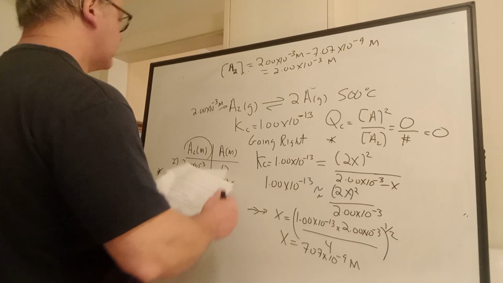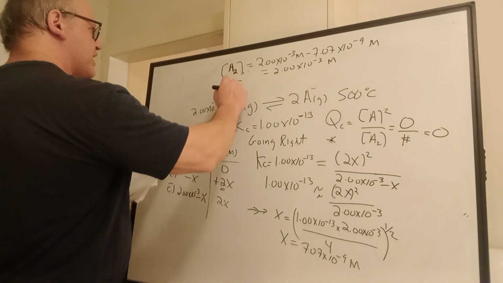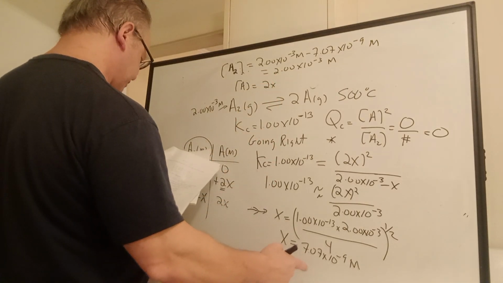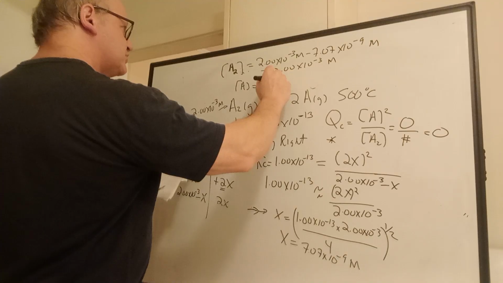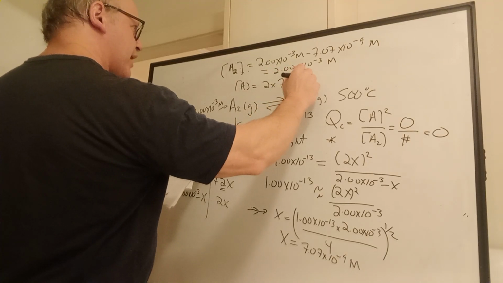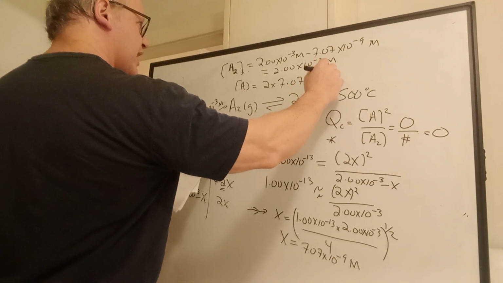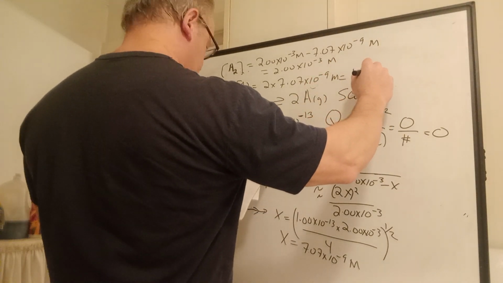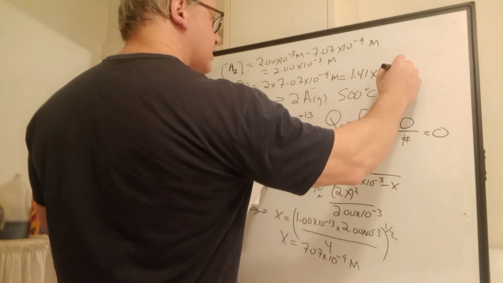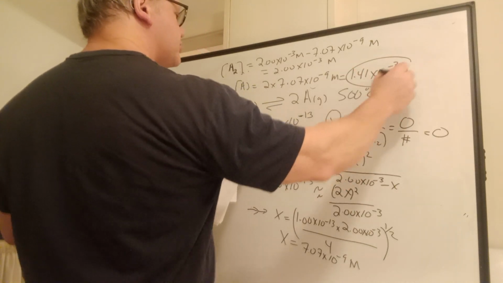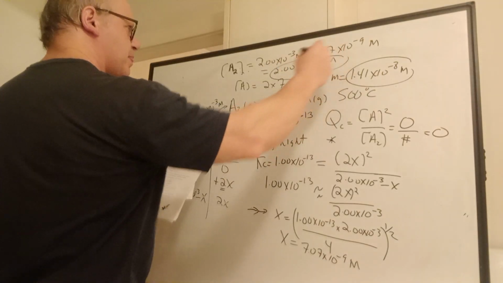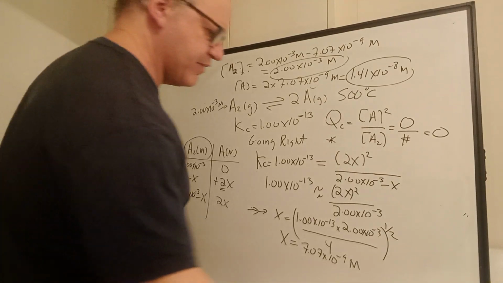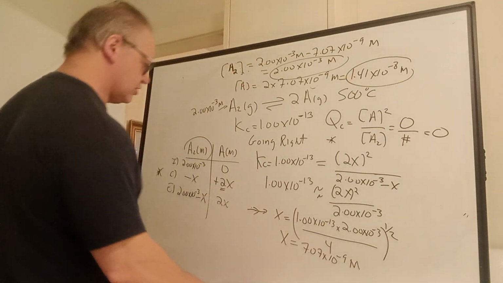Let's get the concentration of just species A itself, and that's simply going to be 2 times this value, 7.07 times 10 to the minus 9 molar, and that's 1.41 times 10 to the minus 8 molar. So these are the two concentrations of interest. Let's go through and verify our results.